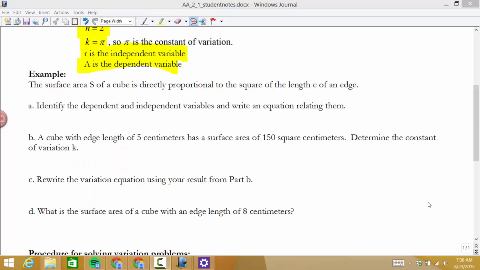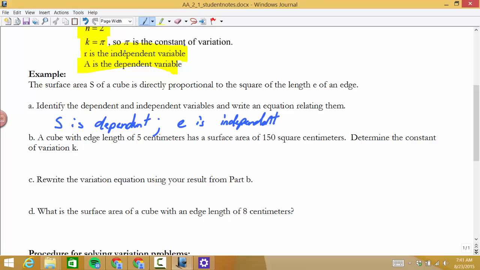All right, so let's take a look at this first example. It says the surface area S of a cube is directly proportional to the square of the length E of an edge. First thing we want to do is identify the dependent and independent variables. If I'm looking at the situation, I can say that the surface area is dependent upon the edge length. Therefore, S is my dependent variable and E is my independent variable.